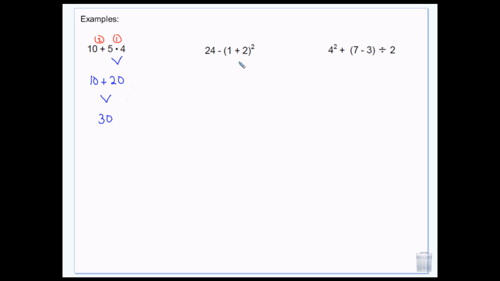What do I do first here? Yeah, so I'm going to do that part first. So 24 minus 3 squared. So what do I do second? Exponents. So it's going to be 24 minus 9. And 24 minus 9 is, whoops, I'm going to put my arrow, 15.